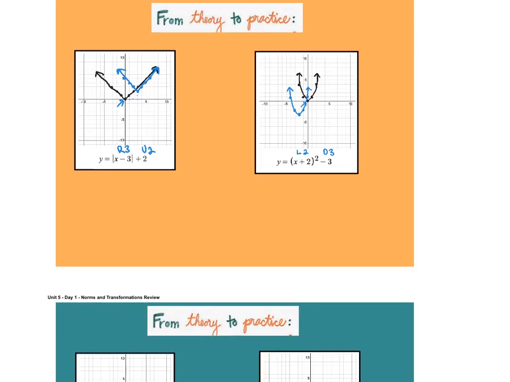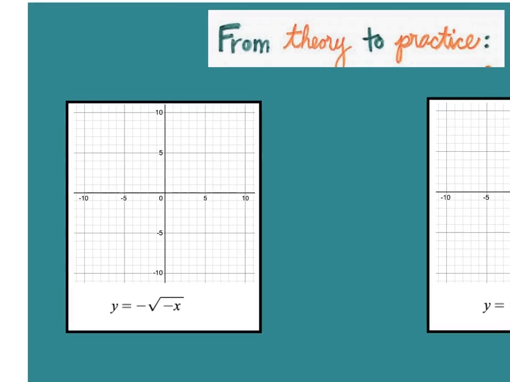Okay, we've got a couple more. Square root of x looks like this. Square root of 0 is 0, square root of 1 is 1, square root of 4 is 2. And I think we've got double reflections. I think we've got a horizontal reflection. I think we have a vertical reflection. So it doesn't matter which one you do first.